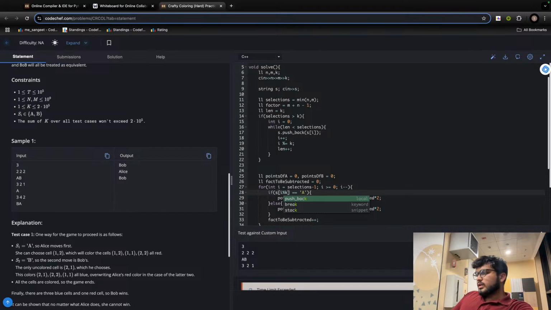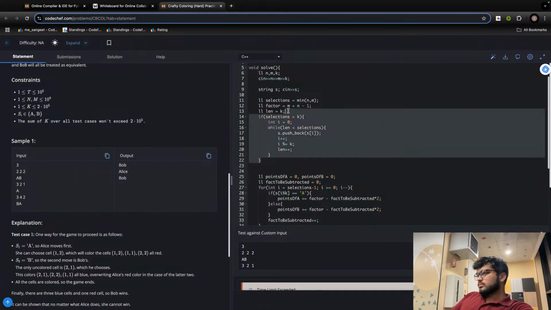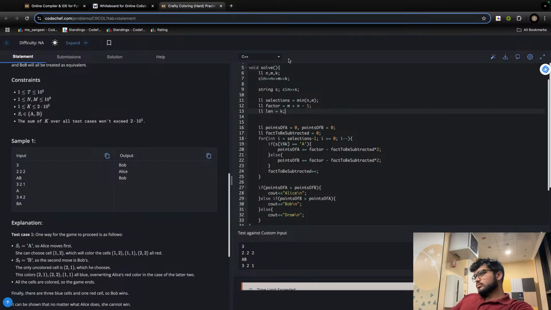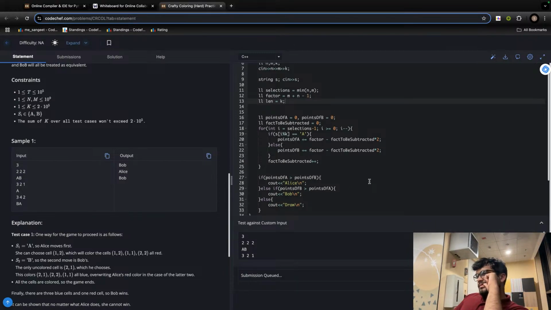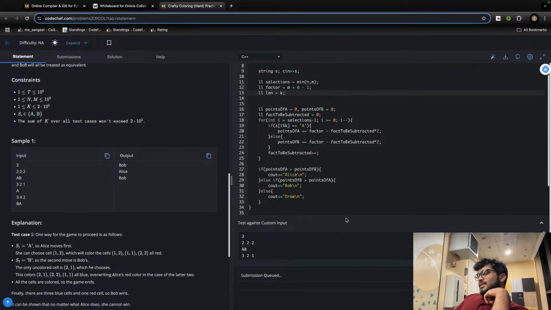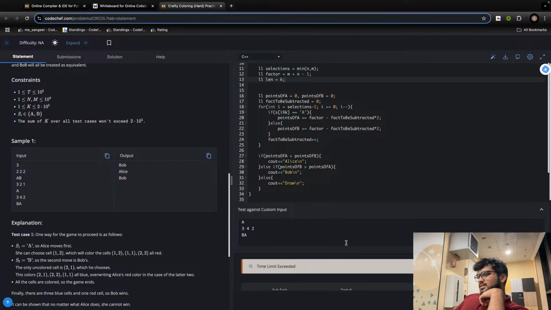I mod k? Can we do this? We can obviously. This cannot be the optimization that is needed. Yeah, of course.